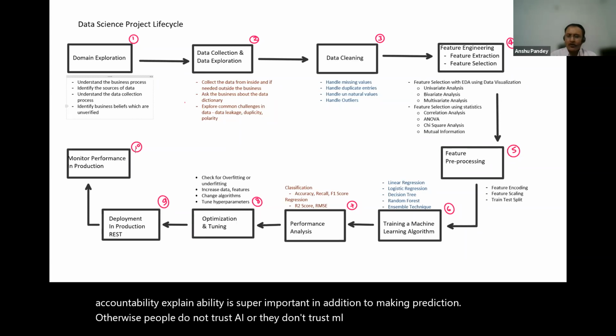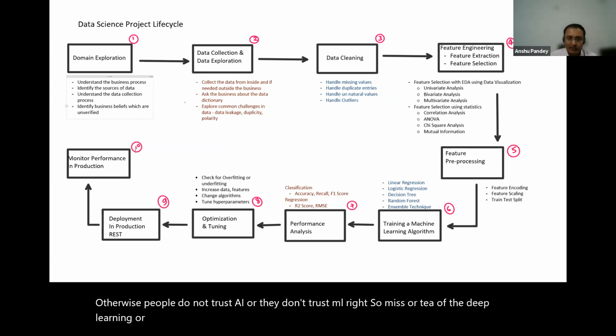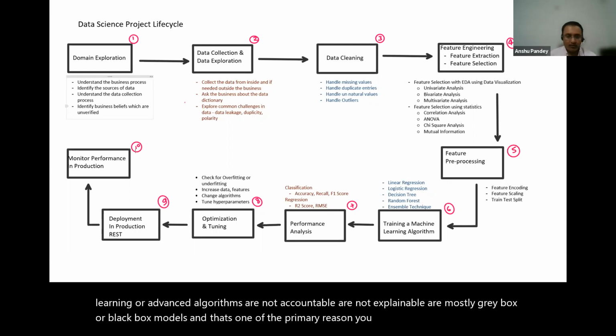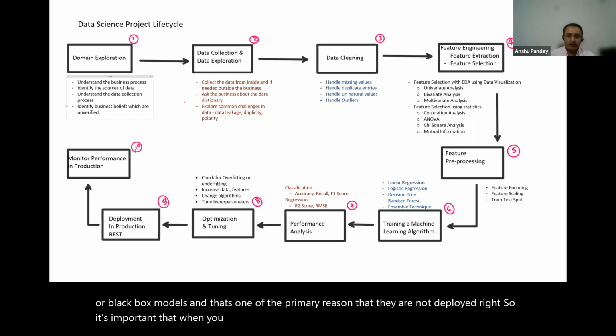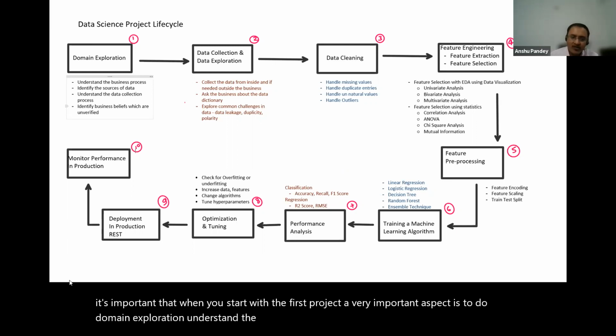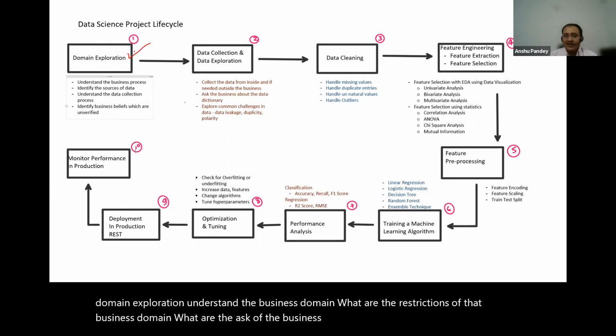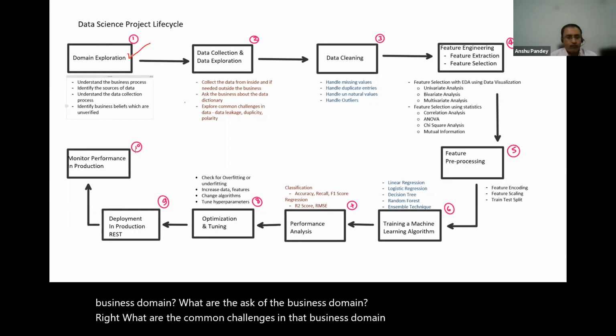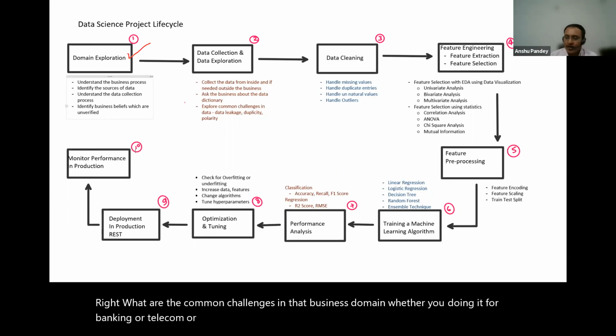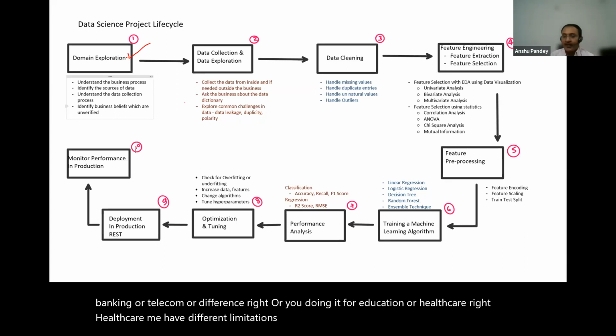So the majority of deep learning or advanced algorithms are not accountable, are not explainable, are mostly gray box or black box models. And that's one of the primary reasons that they are not deployed, right? So it's important that when you start with the first project, a very important aspect is to do domain exploration, understand the business domain. What are the restrictions of that business domain? What are the asks of that business domain, right? What are the common challenges in that business domain, whether you're doing it for banking or telecom or defense, or for education or healthcare? Healthcare may have different limitations, different asks compared to what a banking client may have.